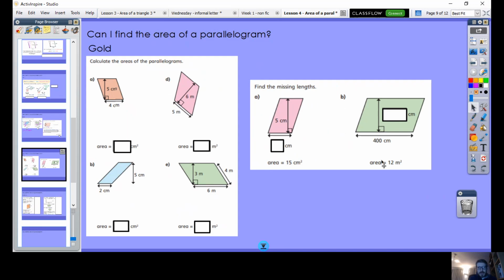All right, looking at these ones now. So pause the video again and try and find the area or missing lengths of these shapes.